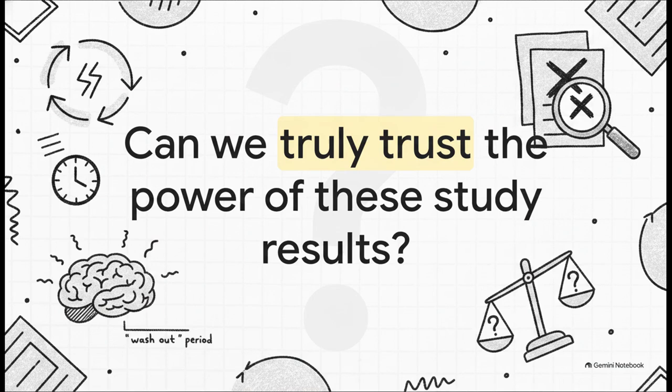It leaves us with a pretty critical question to consider the next time we read a headline about some groundbreaking behavioral study. Think about it. If researchers are using participants as their own control group, but they don't actually know how long a psychological effect lasts before it washes out, can we truly trust the power of their results? It's just a great reminder that good science isn't just about the answers we find, it's about rigorously questioning the methods we use to find them.